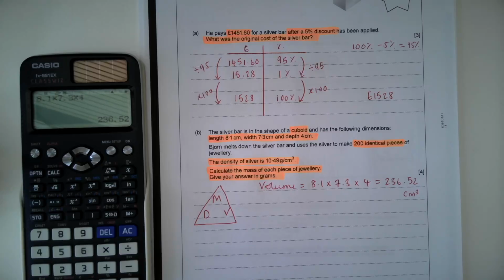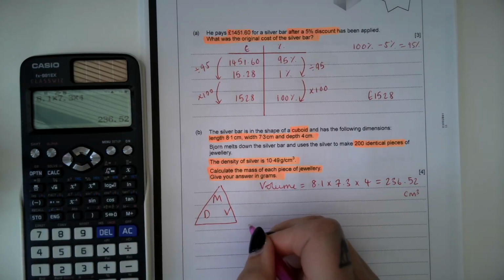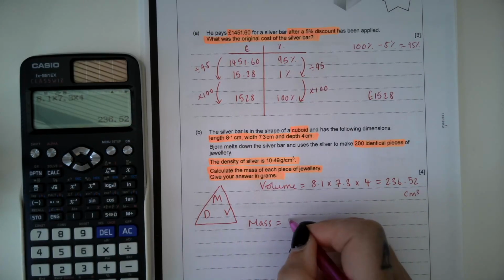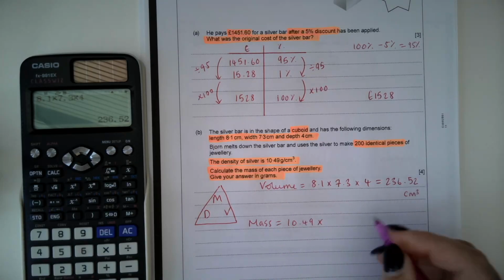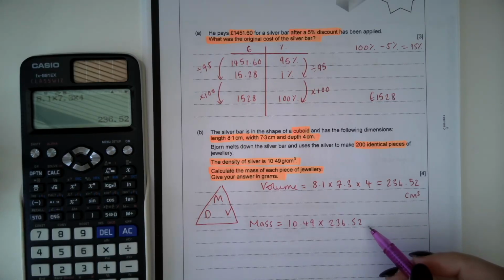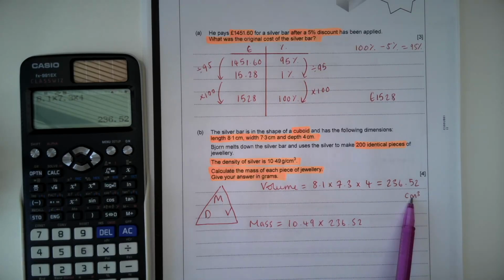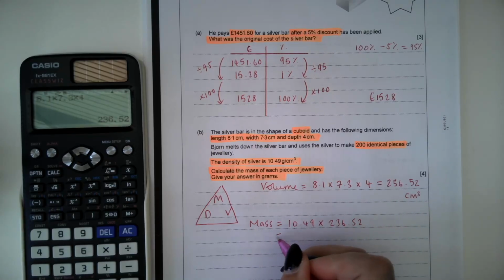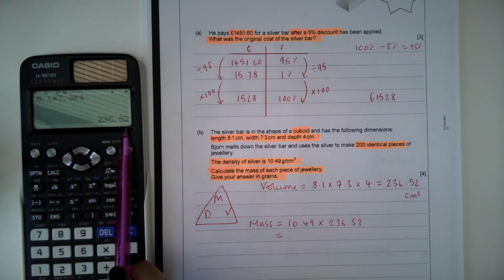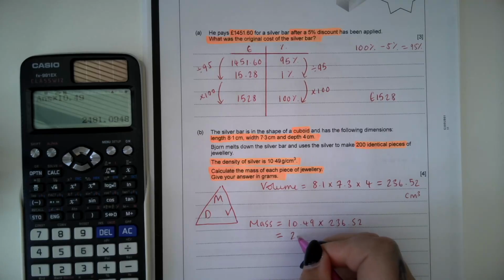Now we're going to work out the mass. Now that we have the density and the volume, mass is density multiplied by the volume. So we're finding the mass, density multiplied by volume. So the mass is equal to our density of 10.49 multiplied by our volume of 236.52. Now, this is in grams per centimetres cubed. This is in centimetres cubed, so they match in terms of units, which is why we can simply just multiply them. I've still got the volume in my calculator, so I'm just going to multiply by the density.